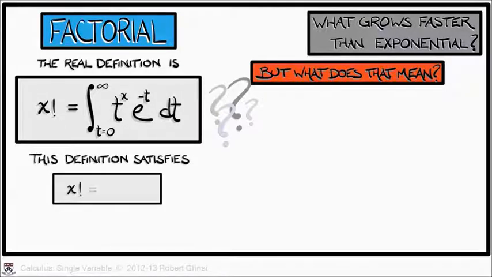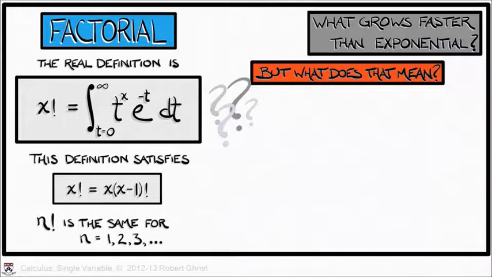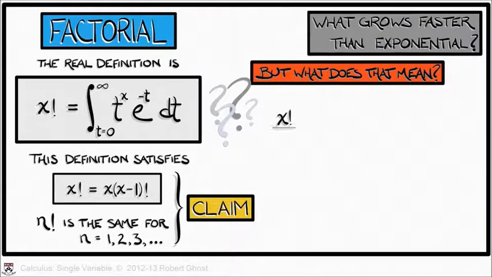But for the moment, one thing to know is that this definition satisfies the property that factorials have, namely that x factorial equals x times quantity x minus 1 factorial, at least for x positive. And also, n factorial, for an integer, agrees with this definition. I'm not going to prove that now. We'll talk about that later in the course.